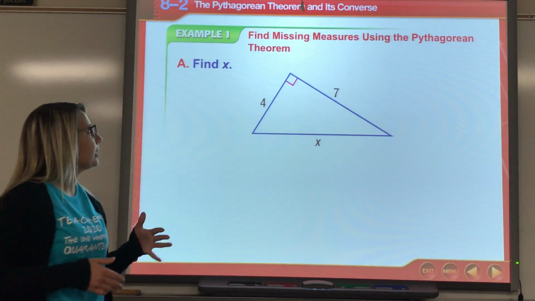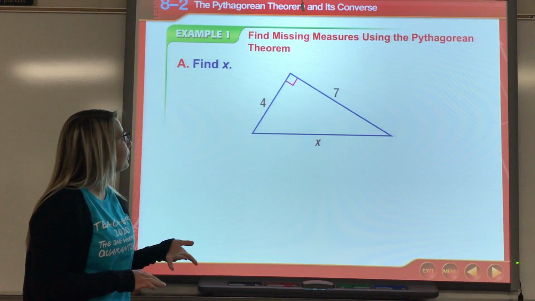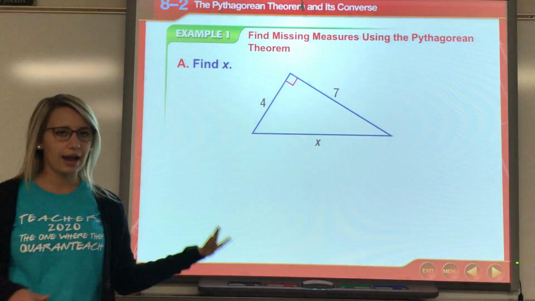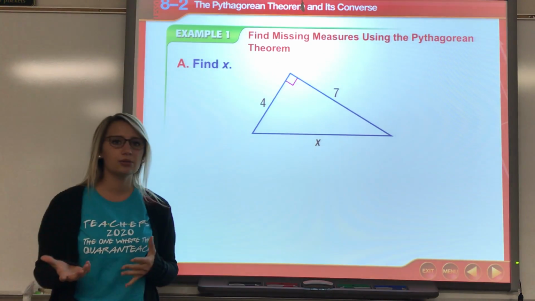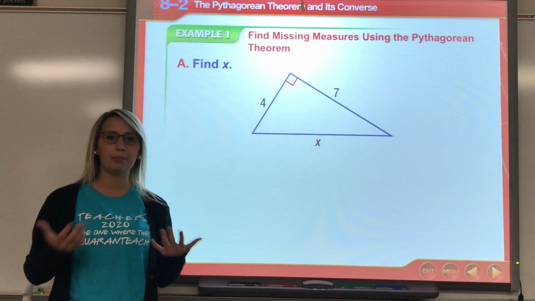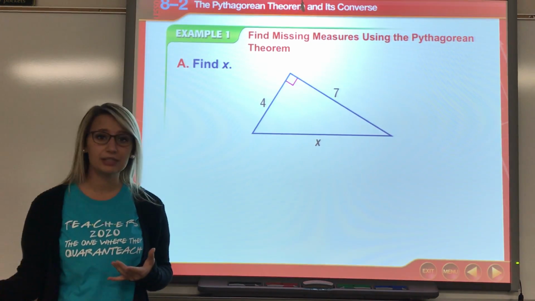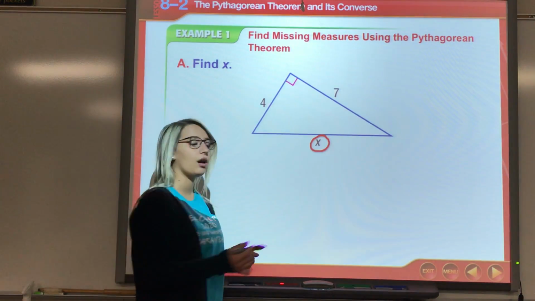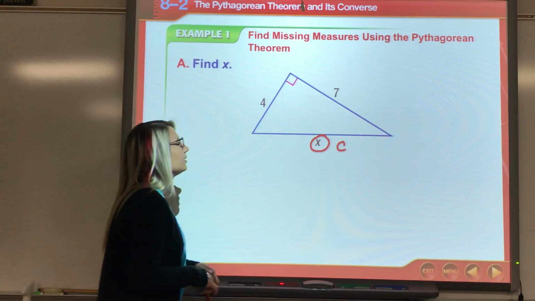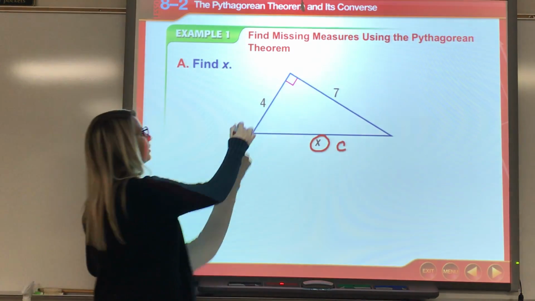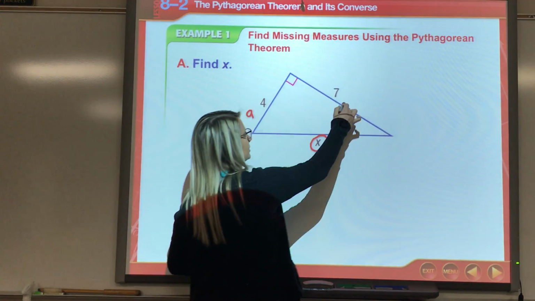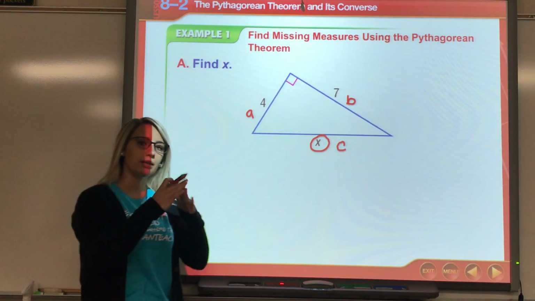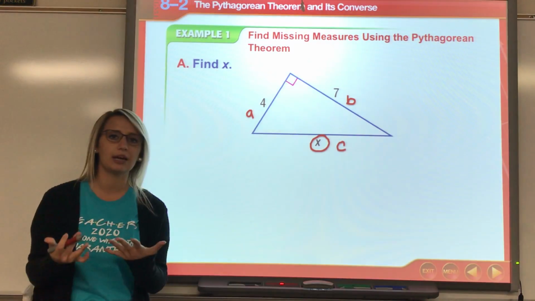So here's our first example. We have to find the missing measure. In this case, we're finding x. First we have to determine where the hypotenuse is, and that's always opposite from the right angle. So x is our hypotenuse, so we're going to call that c. 4 is our shortest length here, so I'm going to call that a. 7 we're going to call b. And a and b, when we put those together, they create that right angle.